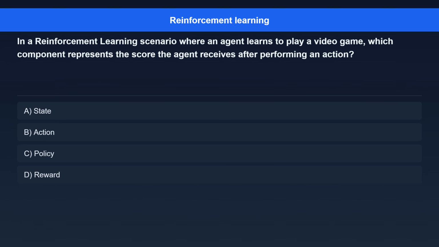Question 1. In a reinforcement learning scenario where an agent learns to play a video game, which component represents the score the agent receives after performing an action? Option A, state. Option B, action. Option C, policy. Option D, reward.